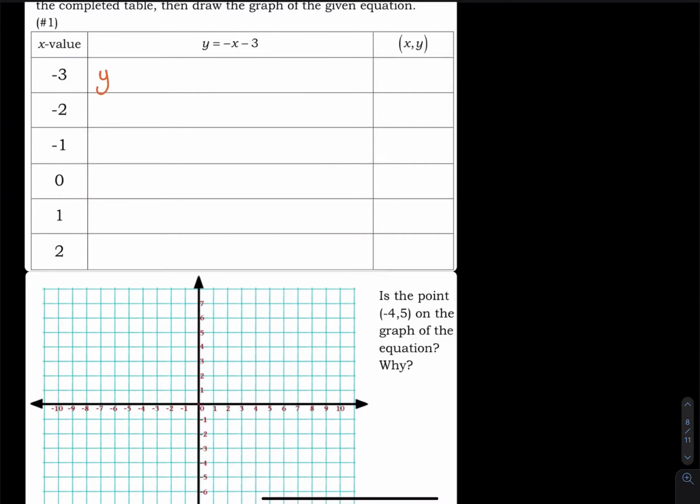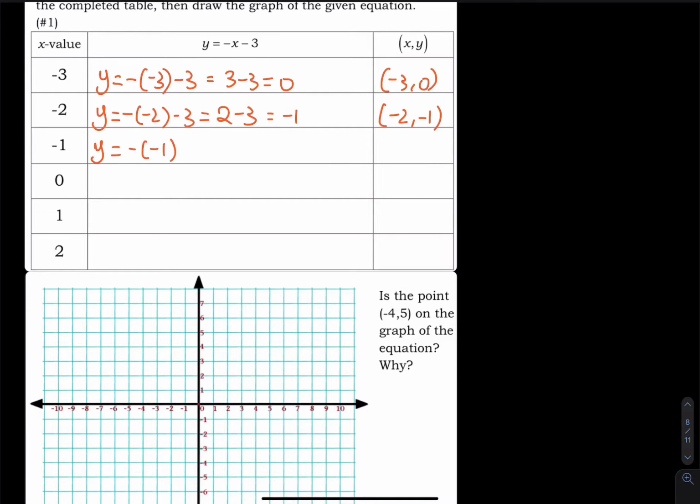So y equals -x minus 3, so that is 3 minus 3 equals 0. So you have (-3, 0). y equals 2 minus 3, that is -1. So this is (-2, -1). And then y equals 1 minus 3, that is -2. Then we have (-1, -2).